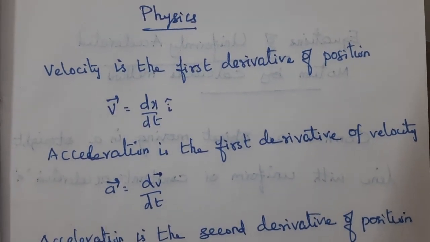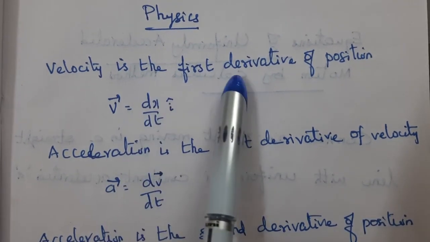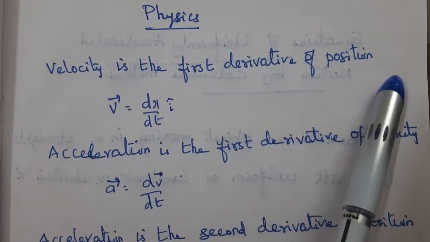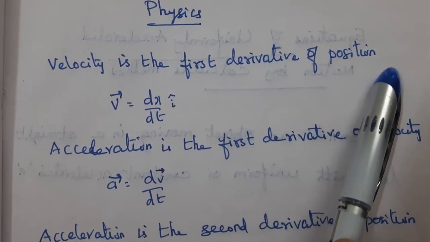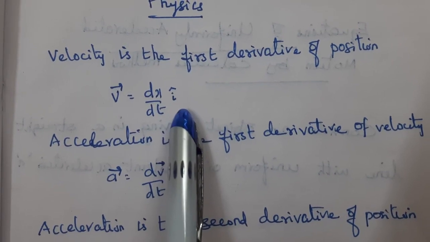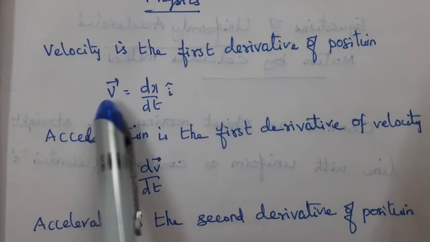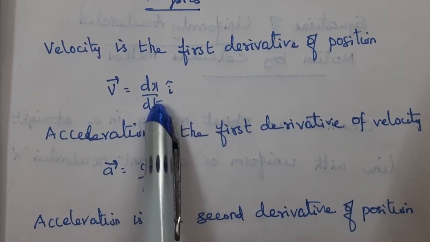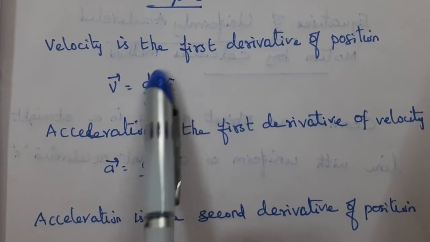Students, you have to understand that velocity is the first derivative of position. That is, v vector equals dx by dt i cap in one dimension. So velocity is the rate of change of displacement. We can say it is the first derivative of the position vector with respect to time.